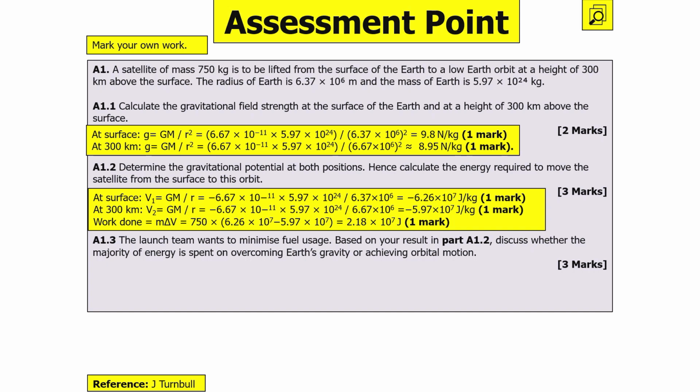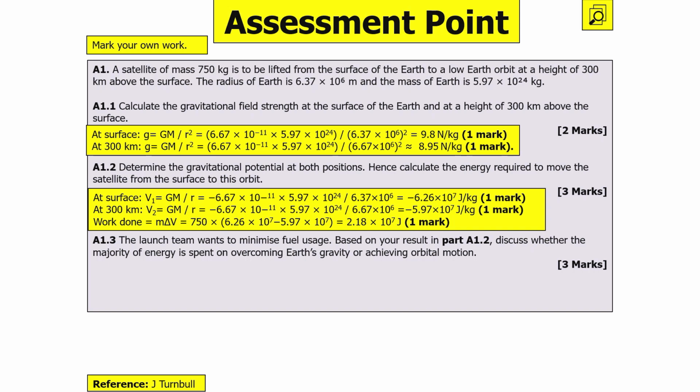Again, at the surface, V is equal to -GM over r. We use our same values for r as in the previous question. So we can pop it all through and we get -6.26 times 10 to the 7 joules per kilogram and -5.97 times 10 to the 7 joules per kilogram.